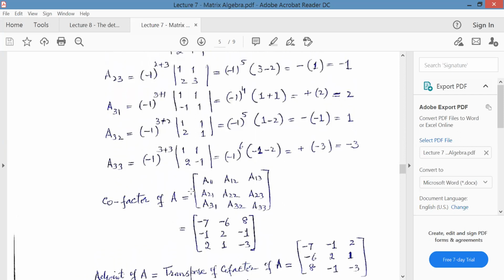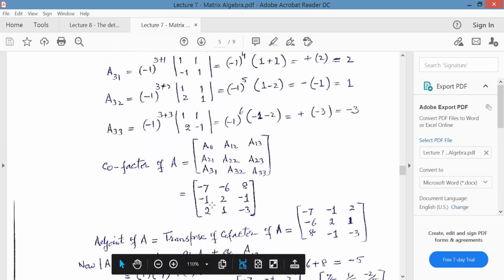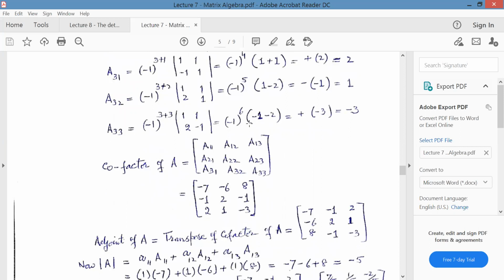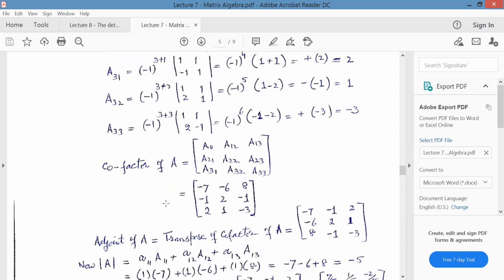Okay. So at A11 we found -7, A12 -6, A13 was 8, and then getting this matrix, which we call the cofactor of A. I have just taught you how to take the transpose. We interchange the rows into columns, then the new matrix will become the transpose. तो अब इस cofactor का transpose लेंगे तो ये हो जाएगा adjoint of A. याद रखिएगा. So how do we get the adjoint of A? By taking the transpose of cofactor of A.